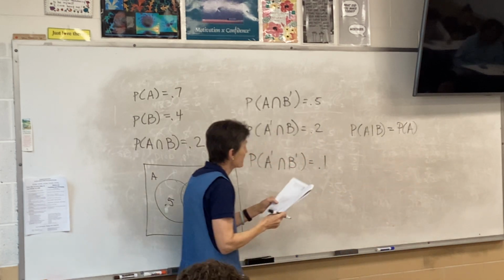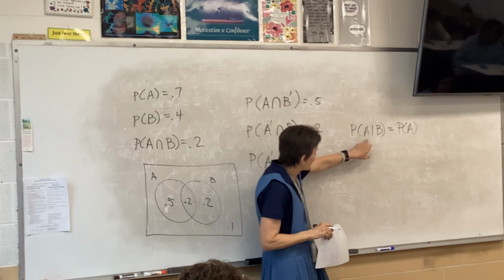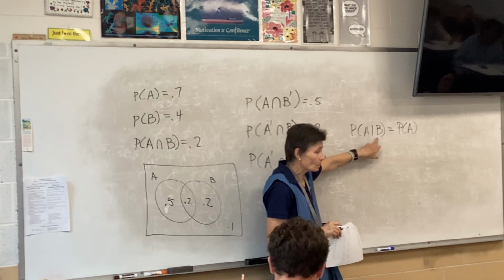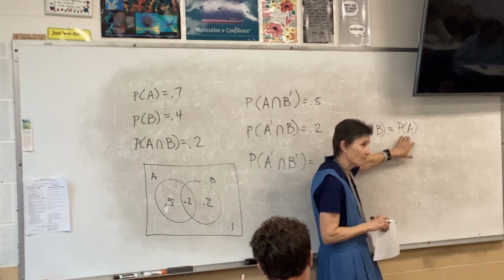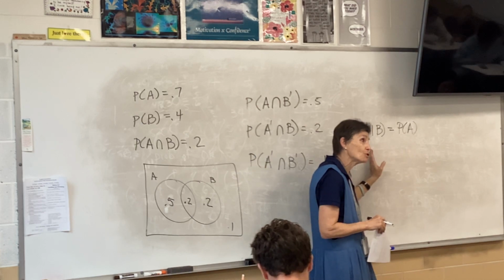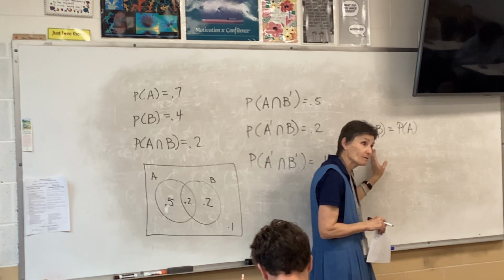They're telling us, check to see if this is true. In other words, the probability of A given B, what is that? What is the probability of A? And do those two things match?